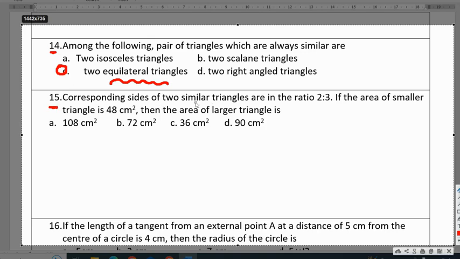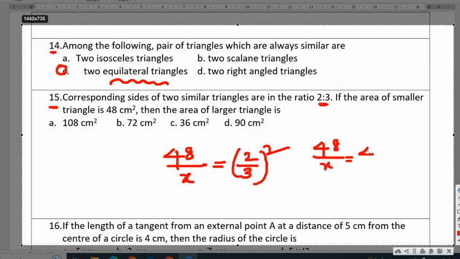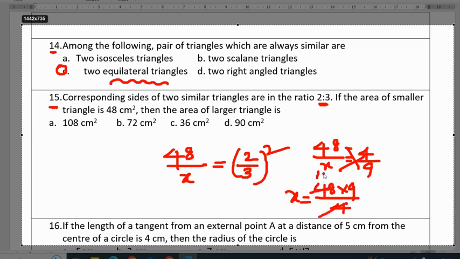15th question, corresponding sides of two similar triangles are in the ratio 2 is to 3. The area of the smaller triangle is 48. Find the area of the larger triangle. This is a theorem of similar triangles. So 48 by x will be equal to the ratio of squares of their corresponding sides. So 2 by 3 whole square. So 48 by x is equal to 4 by 9. So we'll do cross multiplication. 48 into 9, so x is equal to 48 into 9 by 4. 4 ones are 4, 12s are 12, nines are 108. So 108 centimeter square is the correct option for 15th question.